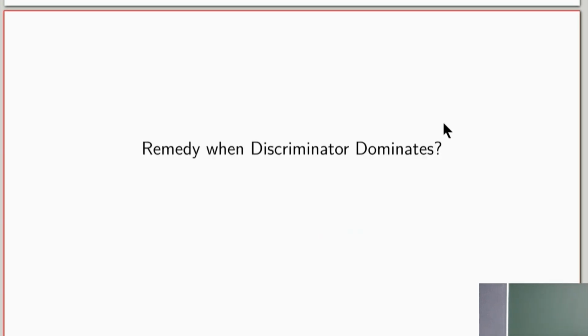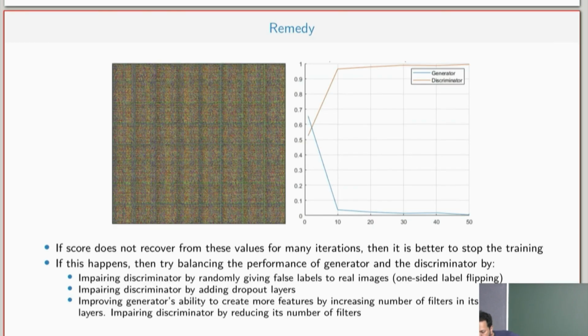So, remedies when the discriminator dominates. What would you do in these cases? Let's go through this quickly because I have other things. If the score does not recover from this, then it's better to stop training first. Then try balancing the performance of the generator and discriminator. Impair the discriminator by randomly giving false labels to real images. That's called one-sided label flipping.